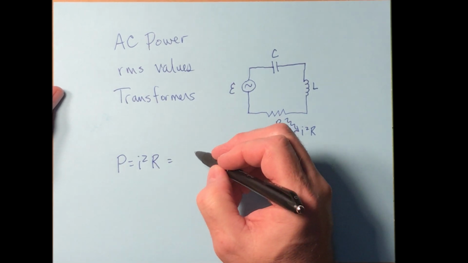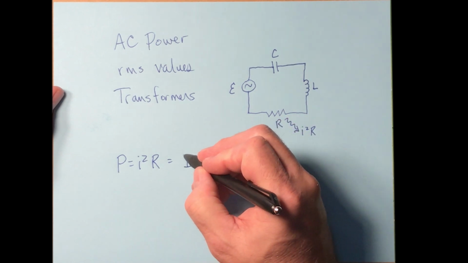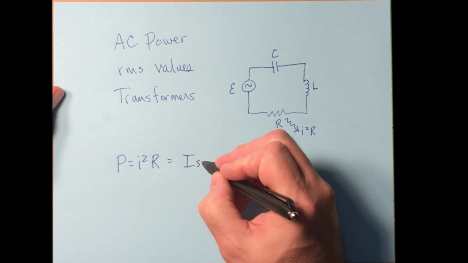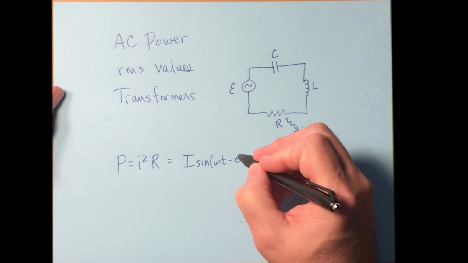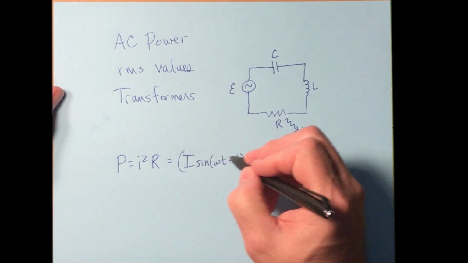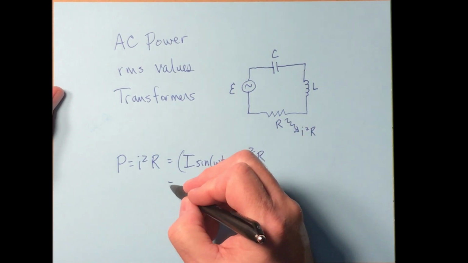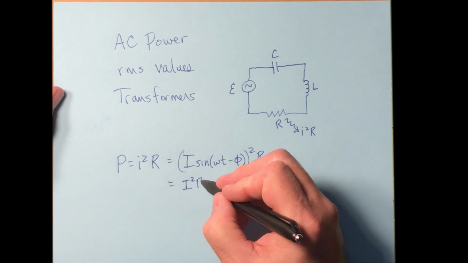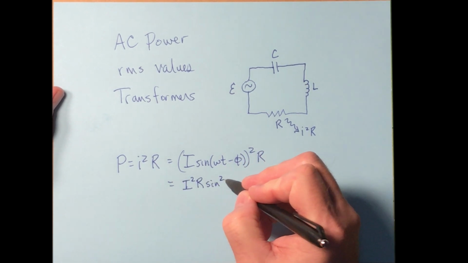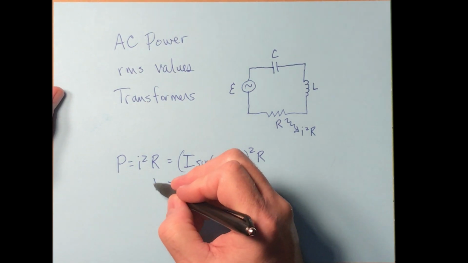Now, we know what I looks like for an AC circuit. It looks like capital I times the sine of omega t minus phi. So take that right there, square it, and multiply by R. We get out I squared big R times sine squared omega t minus phi. There, that's what the power looks like.